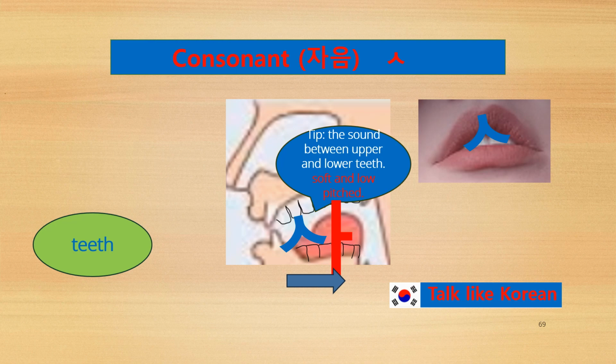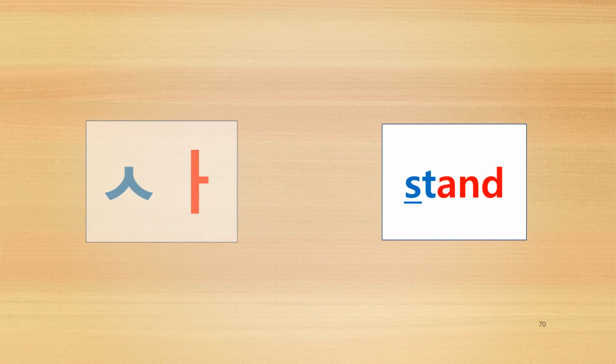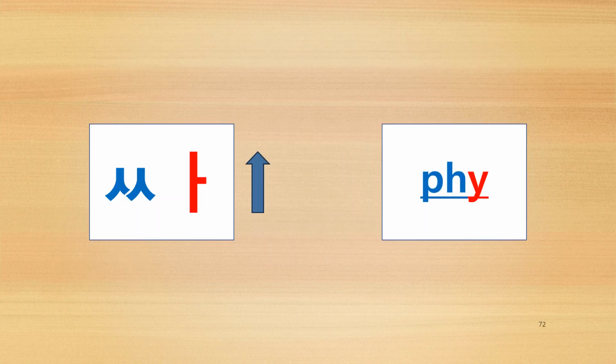It's like a sound between upper and lower teeth. Okay, can you feel it? Sa. And the sa is like there's no equivalent in English. Sa, maybe stand or star. It's a weak sound. And then sa, high pitched. Sa. And the sa is like a sigh, isn't it?